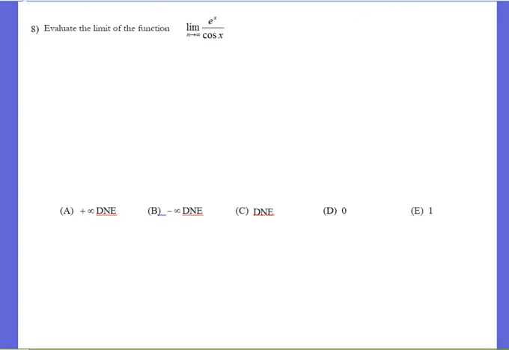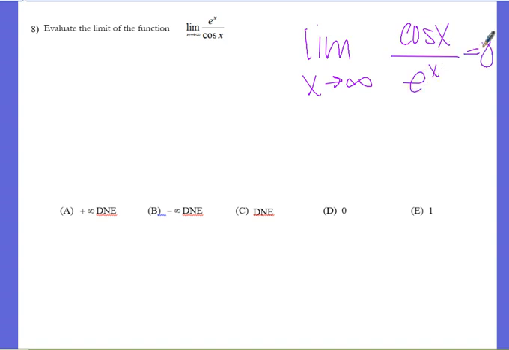Number 8, evaluate the limit of the function. So most of you were used to seeing this: small on top, big on bottom, therefore the answer is 0 because the bottom gets extremely huge. And order of magnitude says when the denominator is way bigger, we're going to go towards 0. Well, in this case, the fraction has been flipped. It is now the reciprocal fraction.